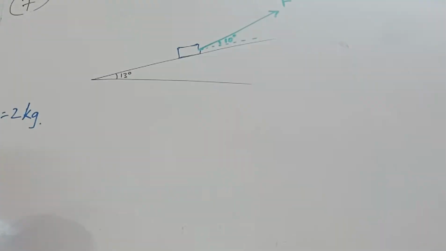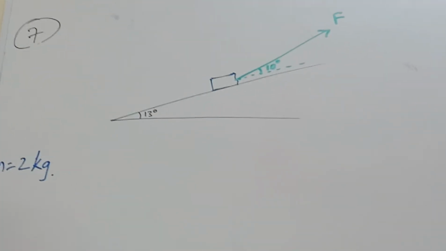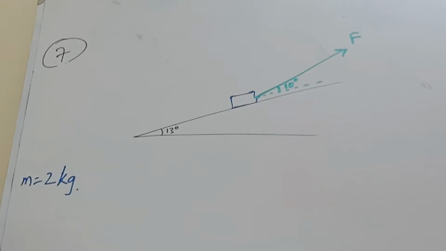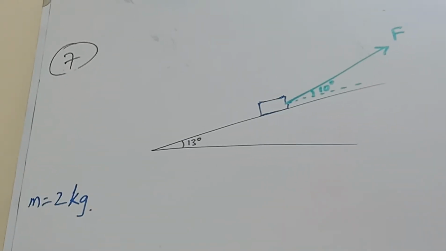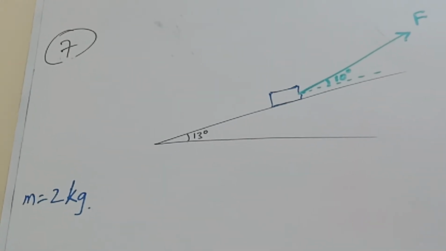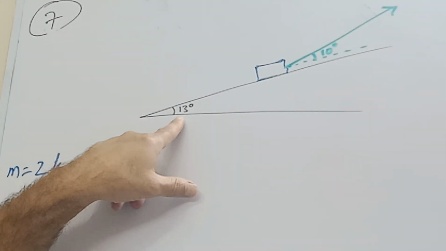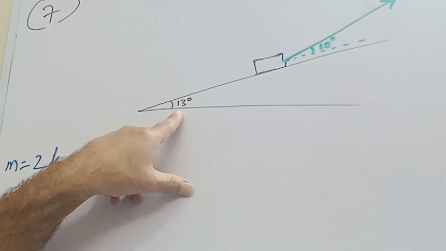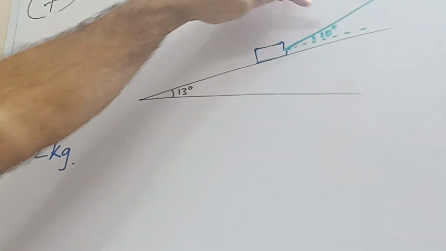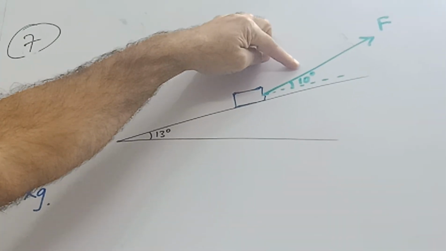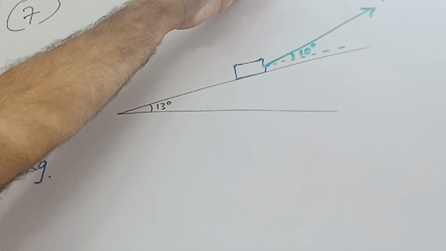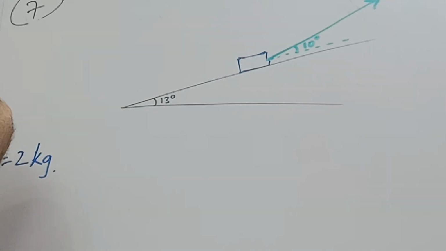Okay guys, the 7th question. Now the 7th question says a particle of mass 2 kg is held in equilibrium on a slope at 13 degrees to the horizontal. 13 degrees, you can see this, 13 degrees to the horizontal by a force F acting at 10 degrees to the slope above it. Find F and the normal contact force.